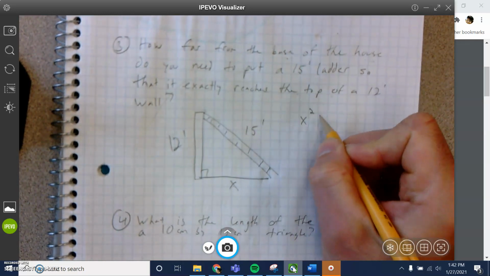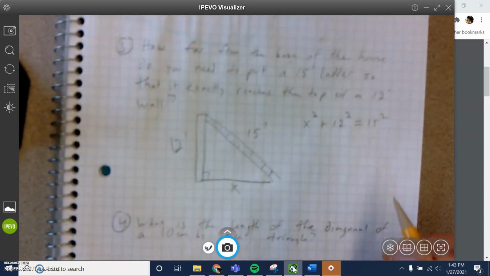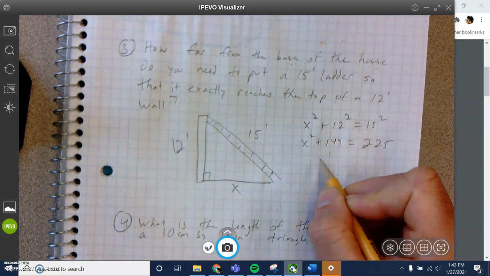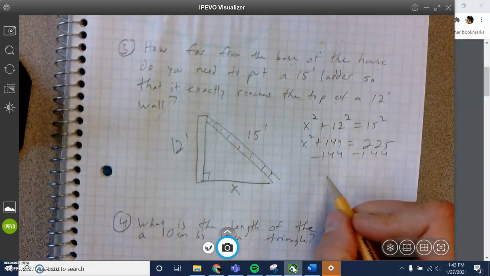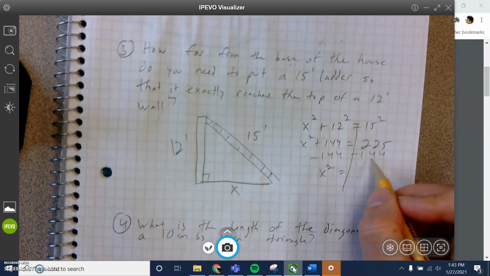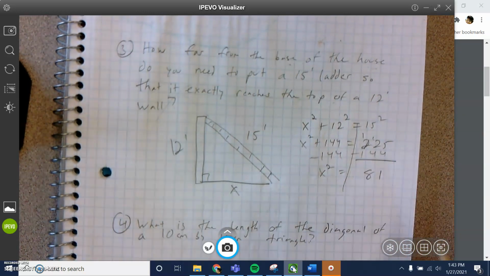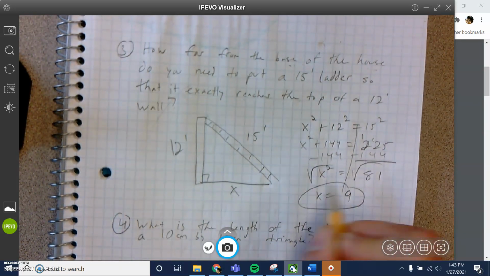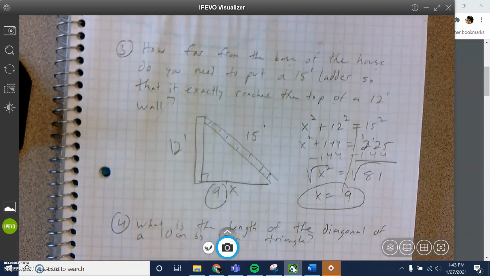So it's going to be leg squared plus leg squared equals hypotenuse squared. So x squared plus 144 equals 225. Subtract 144: x squared equals 81. What number times itself is 81? That would be 9. So you've got to be 9 feet away from the base. Hopefully you got 9 for this one. Great job.